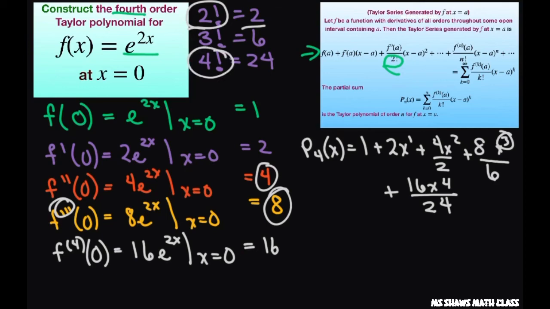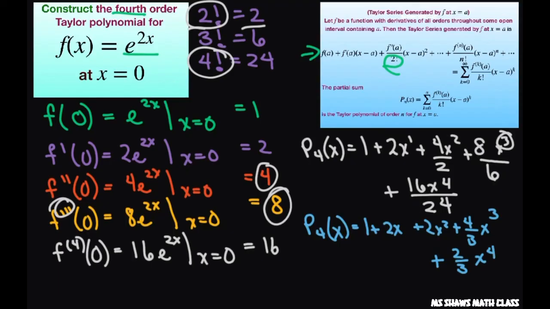All right, so let's simplify all this. Our 4th order polynomial is going to be 1 plus 2x plus 2x squared plus 4 thirds x cubed plus 2 thirds x to the 4th power.